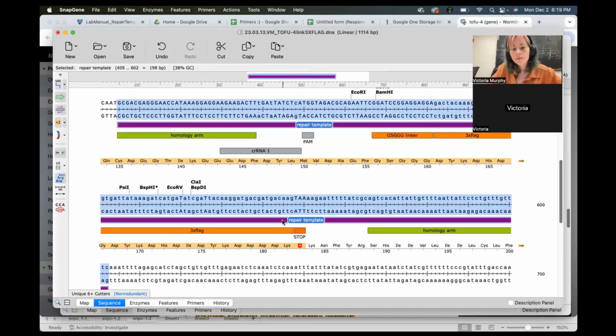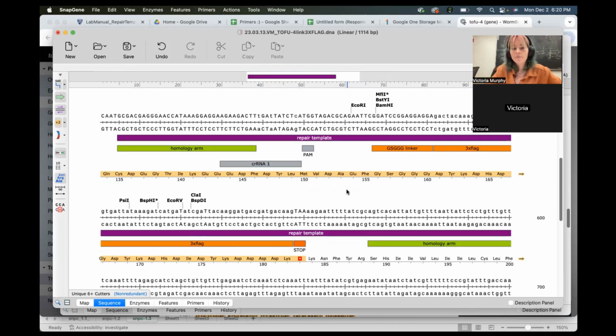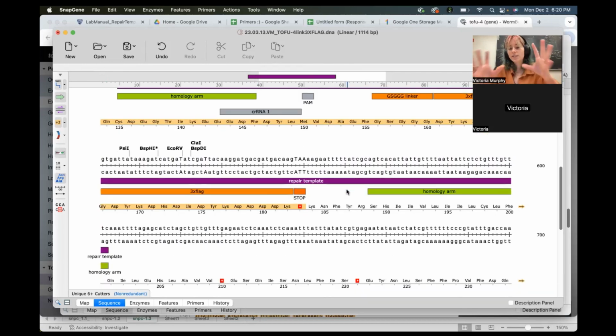And then I designed my repair template to have a certain amount of distance from each most recent change. So in this case, I did 55 base pairs from my insert. This can be tweaked in different situations, but for this course, we'll stick to 60 base pairs on each side.